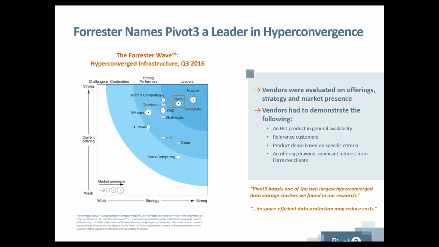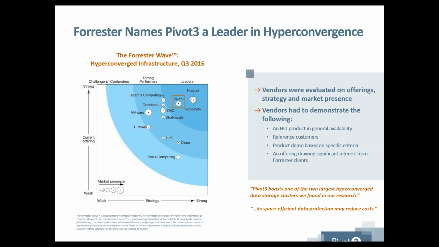We have multiple implementations over 10 petabytes under management, and in one particular case, a 7.4 petabyte implementation in a single location with over 270 nodes. So that's the type of deployment that we're designed to scale to, and that provides customers a lot of peace of mind and comfort that they're going to be able to deploy their mission-critical business systems on Pivot3.